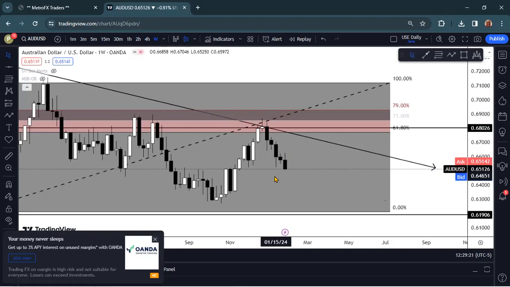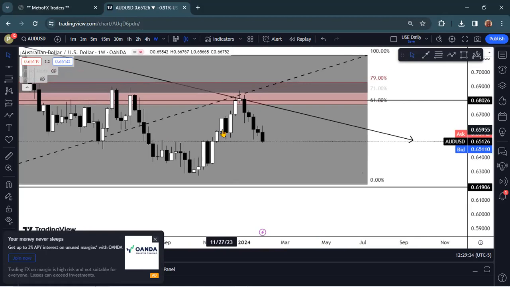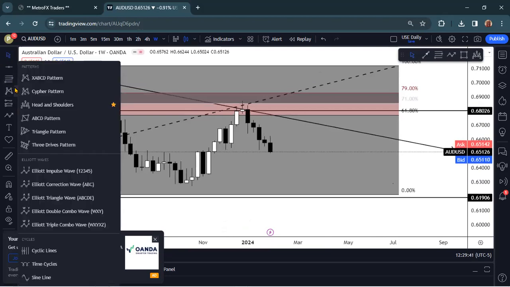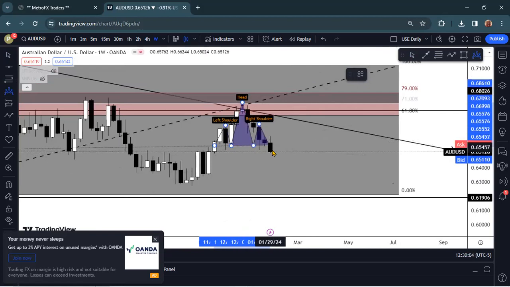We have to recognize whether we see a head and shoulders or an inverted head and shoulders. So as you can see, it's developing a head and shoulders. Okay, so let me chart that out for you. We take this tool here. We could say the shoulder started right here. The shoulder and the neck and the head. Okay. All right. So that's your head and shoulders.